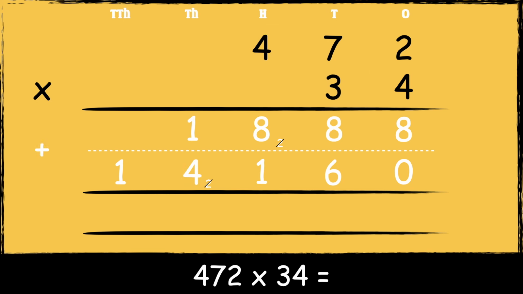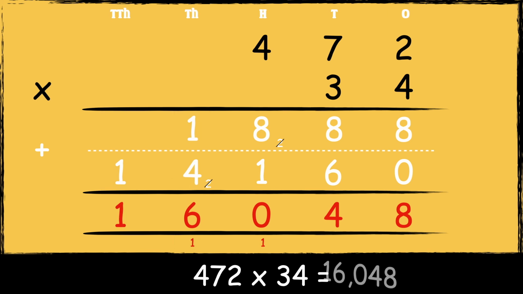The next step is to add the two answers together. 8 add 0 is 8. 8 add 6 is 14. We can drop the 1 in the hundreds column, as it represents 100. 8 add 1 is 10. We can drop the 1 below in the thousands column, as it represents 1000. 1 add 4 add 1 is 6. And then we have 1 10,000. So the answer is 16,048.